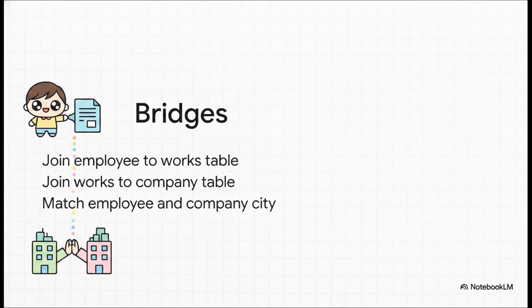We are quite literally chaining bridges together. We join the employee table to the works table to link the people to their jobs. Then we join works to the company table to link those jobs to their respective headquarters. And finally, we just match the city column from both ends of our investigation. It's like a 3-piece puzzle, and it comes together perfectly.